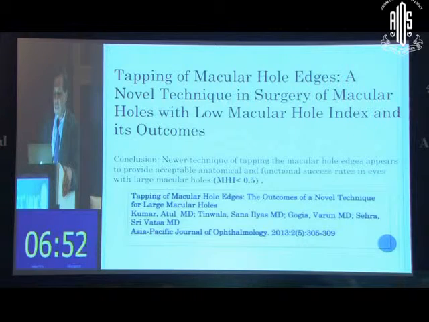We initially did work on tapping of macular holes, in which we increased the intraoperative vertical height so as to improve the macular hole index. Once the height goes up, the ratio goes towards a higher macular hole index and better closure intraoperatively. This study was done along with Sana Tinwala, who was also a senior resident at our place.